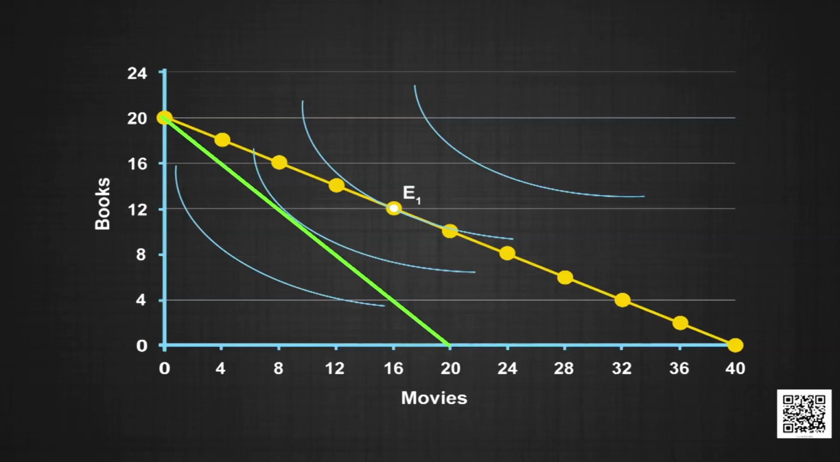His new equilibrium, where his new budget line is tangent to the highest indifference curve that he can reach, is at E2. He now consumes only 10 movies and 10 books rather than 16 and 12. Notice that the number of movies consumed has gone down as the price of movies has gone up. This forms the basis of the theory of demand that you will study in subsequent modules.